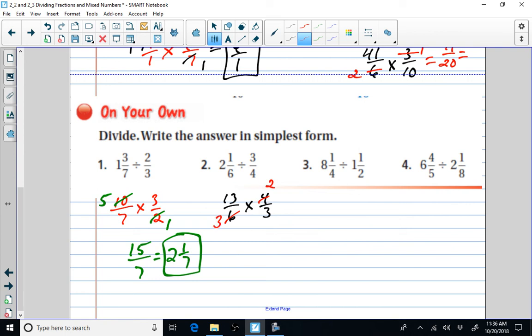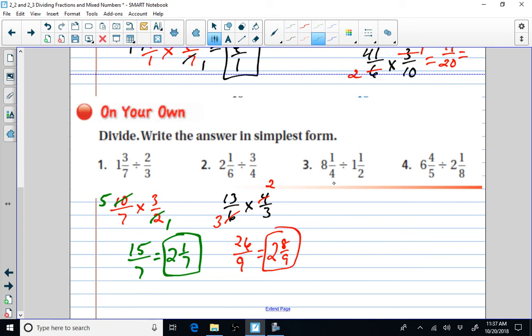I can't divide out 13 and 3. So I multiply numerator times numerator. 13 times 2 is 26. Denominator times denominator. 3 times 3 is 9. Okay. 9 goes into 26 how many times? 9 times 2 is 18. And that's going to give me 8/9. So 2 and 8/9 for problem 2.